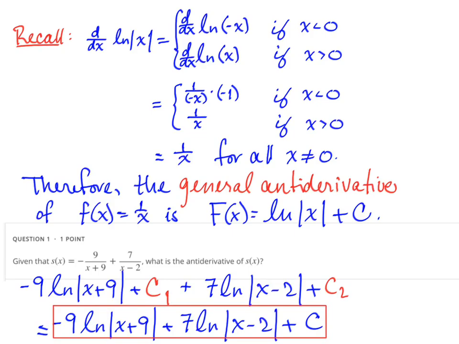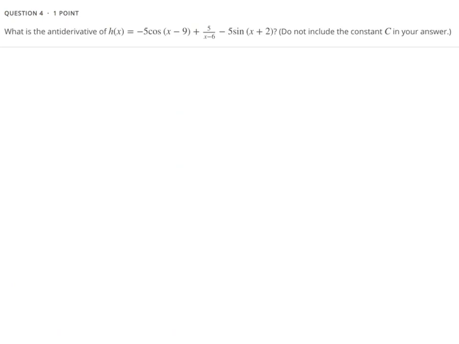And so to get 100%, you had to have that. Now, I am giving partial credit to the students that left off the plus C in this problem, just because they may have been misled by the Newton instructions in other antiderivative problems. All right, let's look at one more question from this quiz.